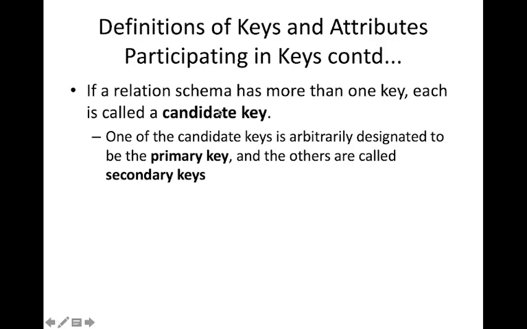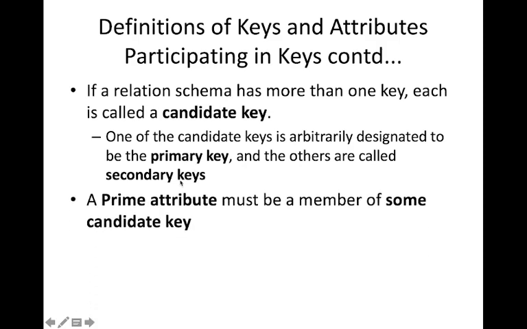So you should know what is a candidate key. There can be more than one key in a relation. Then all the keys are known as candidate keys. One of them will be kept as primary key. Then the other keys are known as secondary keys.